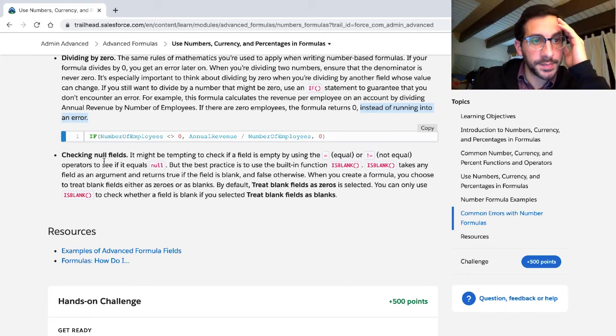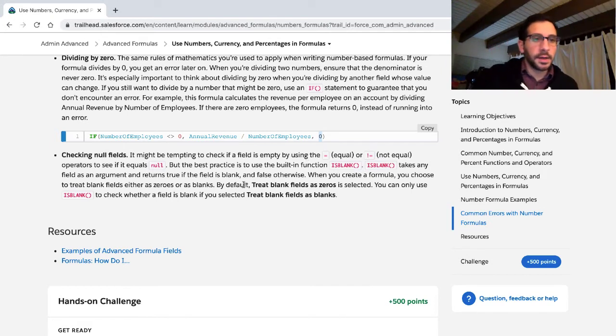Okay, but anyhow, this formula says if number of employees is not equal to 0, then annual revenue is divided by number of employees. So if this is true, do this calculation. If not, just put a 0.